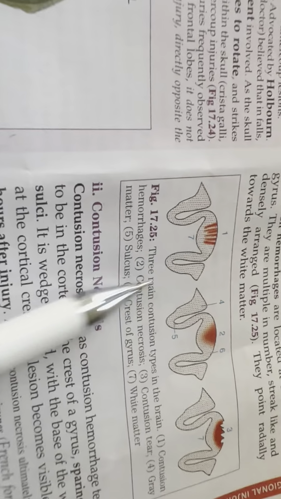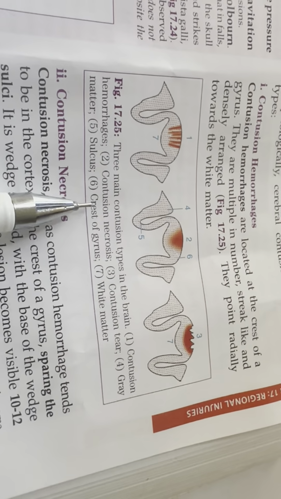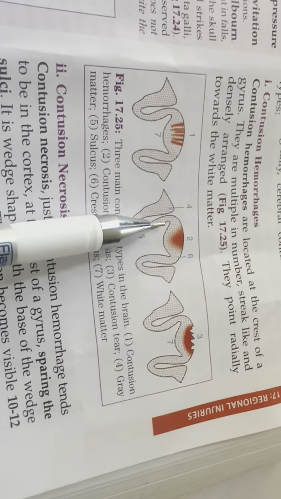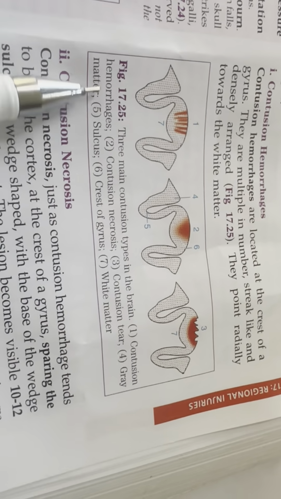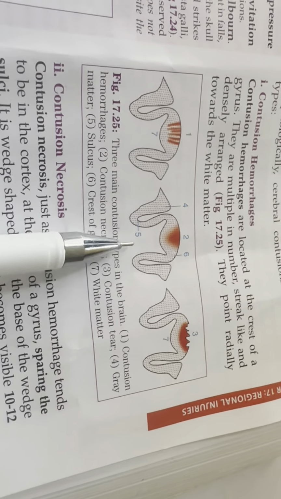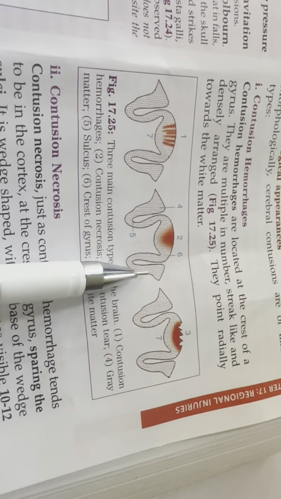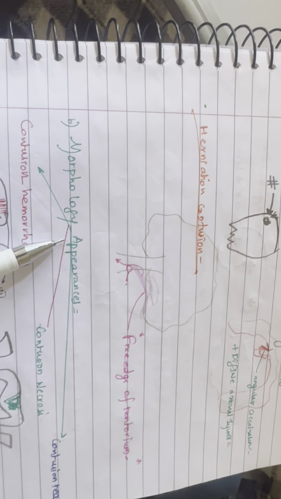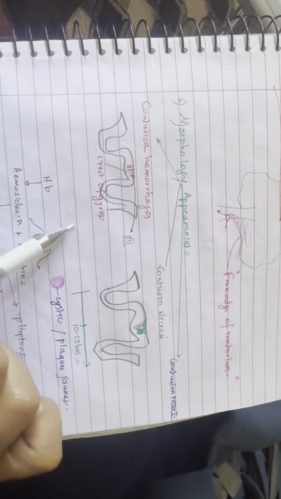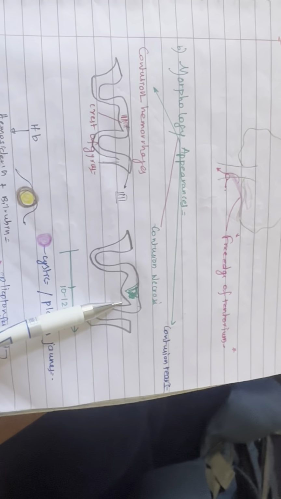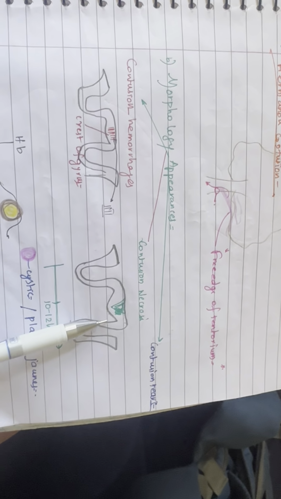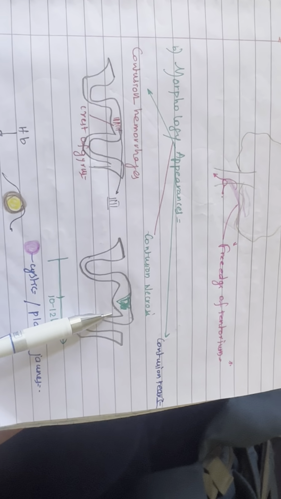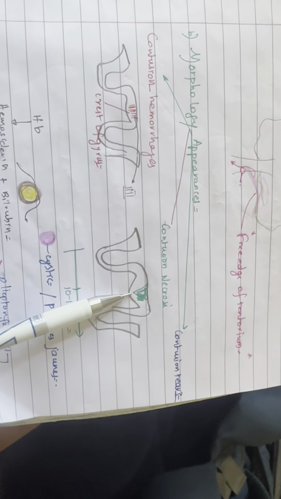The three main contusions in the brain are contusion hemorrhages, contusion necrosis, and contusion tear, involving grey matter, sulcus, crest of gyrus, and white matter. Contusion necrosis: just as contusion hemorrhages tend to be in the cortex at the crest of the gyrus, sparing the sulci, it is wedge shaped.